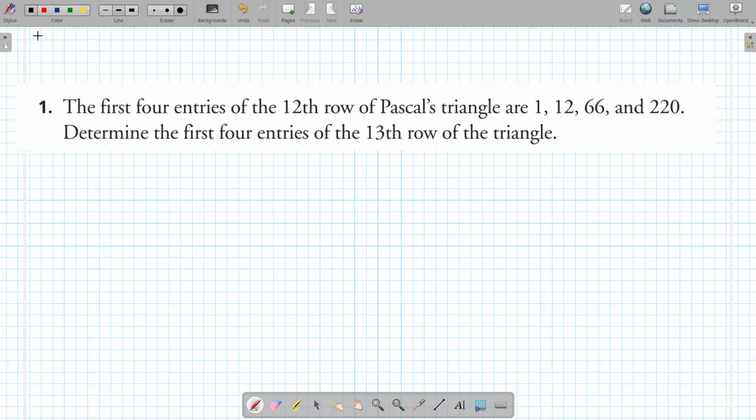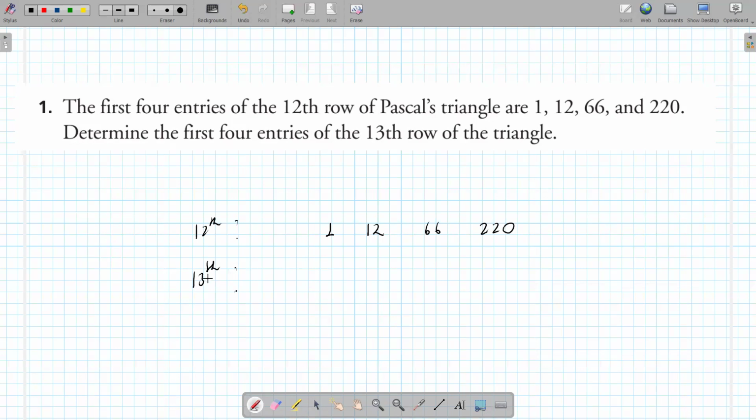So this one is definitely everything outside the box. So we're given the 12th row. So we're building it and we're given the 12th row. So you have 1 here, 12, 66, 220. This is the 12th row. These are the coefficients, Pascal's coefficients. The question is asking us, what are the first 4 coefficients of the 13th row?